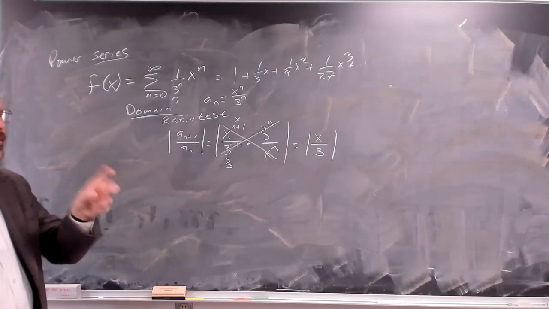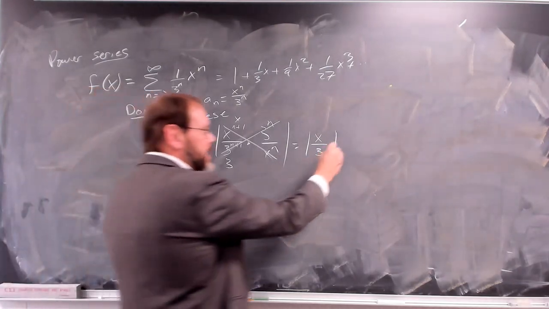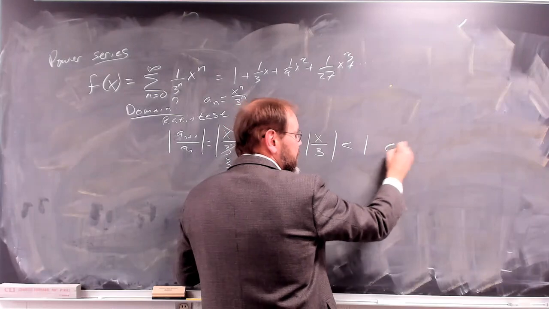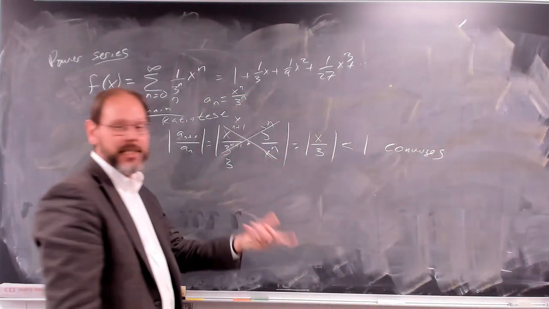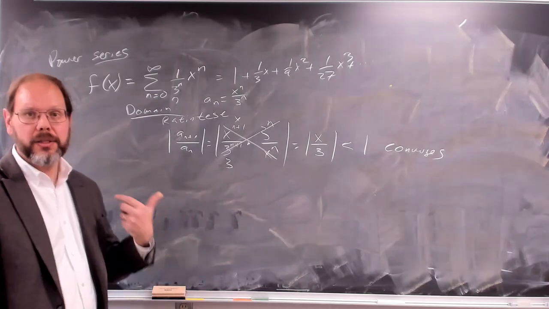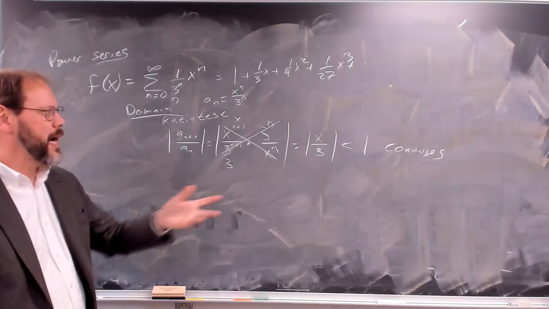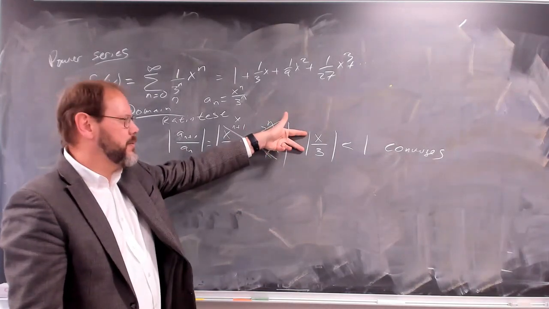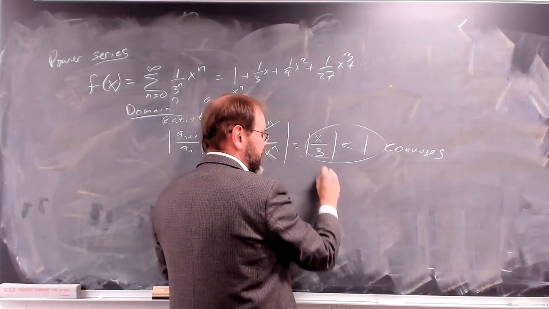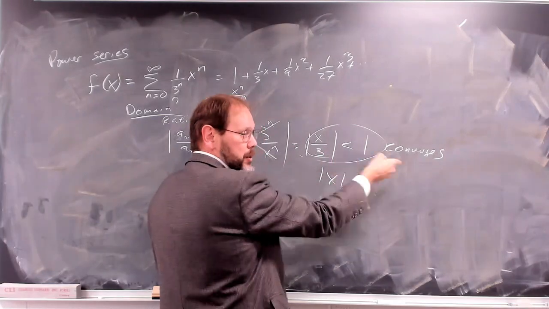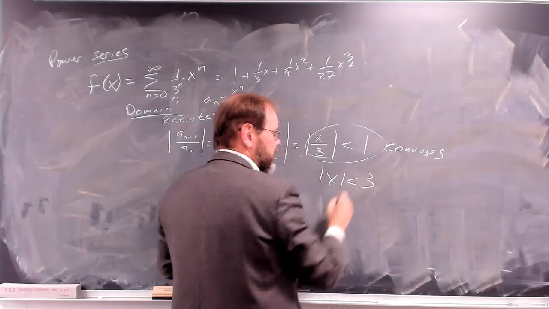And again, what the ratio test says, if that is less than 1, then my function converges. And of course, if that's greater than 1, it will diverge. One more step. Because absolute value of x divided by 3 is less than 1, I could rewrite this as absolute value of x is less than 3, multiplying both sides by 3.